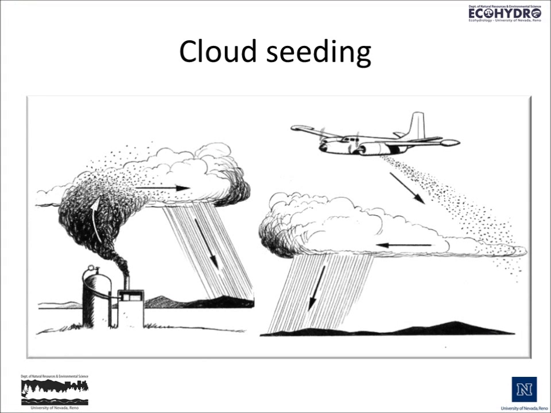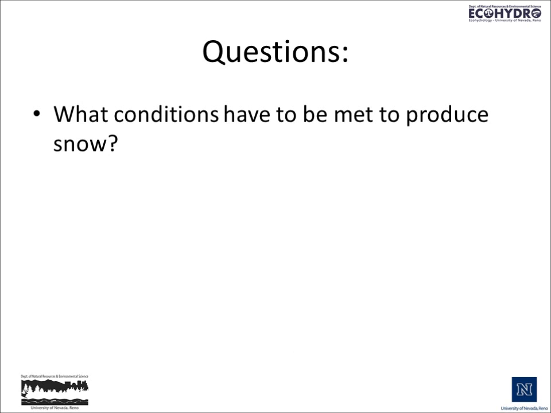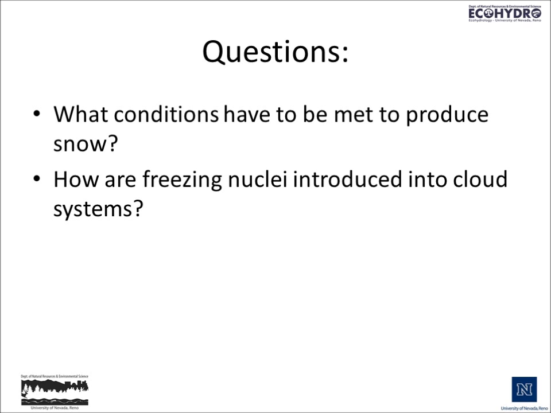So let's see how these principles apply when we talk about something like cloud seeding, which is an effort that's contributed a tremendous amount of rainfall, in the form of precipitation in the form of snow, to the state of Nevada. Here are a few questions. What conditions have to be met to produce snow? How are freezing nuclei introduced into cloud systems? Is this toxic? Are there toxic side effects to cloud seeding?